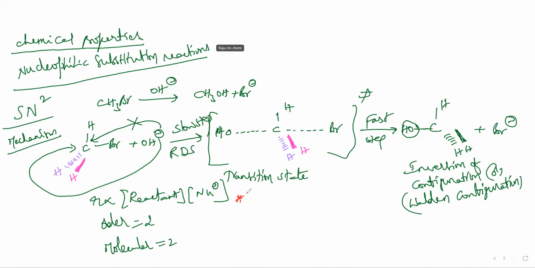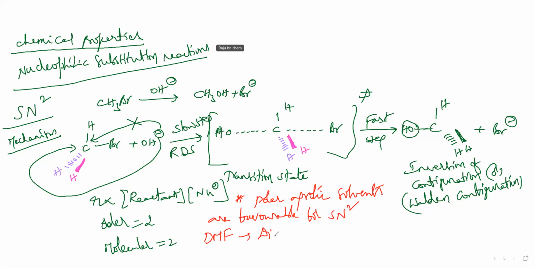One note you write here. Polar aprotic solvents are favorable for SN2. What are polar aprotic solvents? DMF, dimethyl formamide. What does that mean?